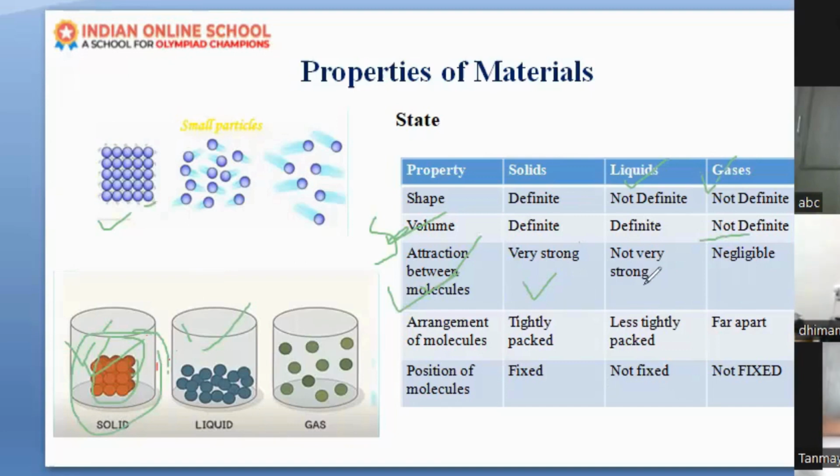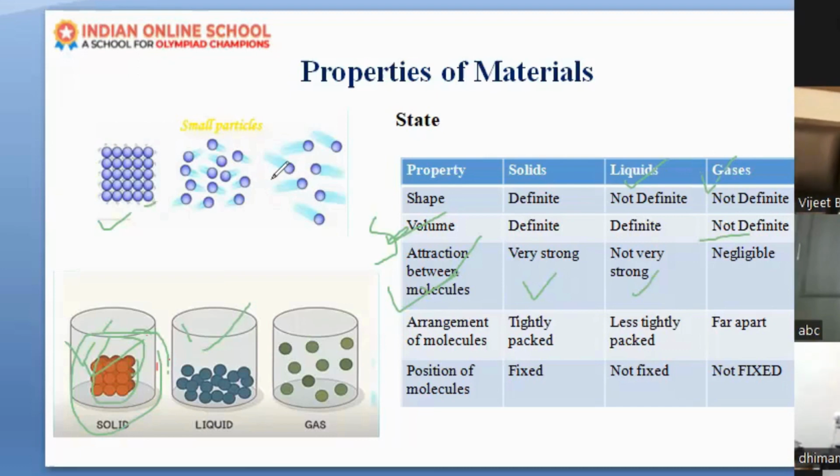What about liquid? Not very strong as compared to solid, but still they are strong. But what about the gases? Negligible. Not even a little bit. Why? Because they are very far apart from each other. If one is going this way, another will go that way. So no attraction. Attraction means colliding with each other. In the case of gases, they will not collide; maybe rarely they can collide because they are very far apart. I hope I am very clear to you all up to here.